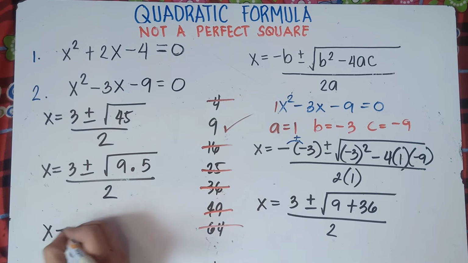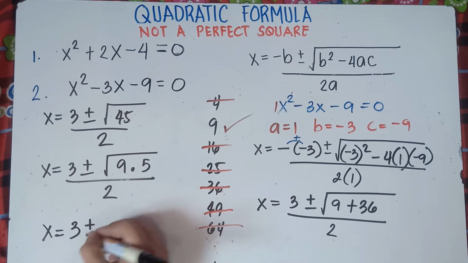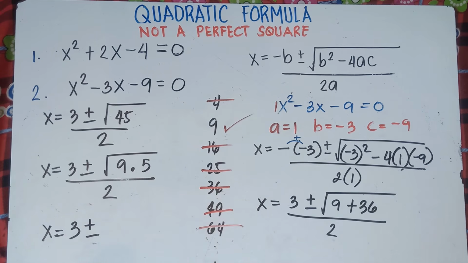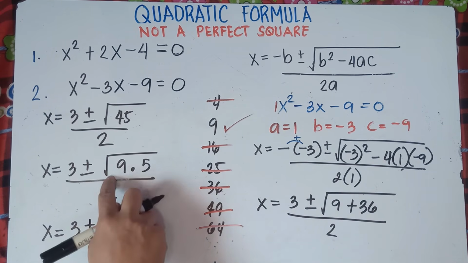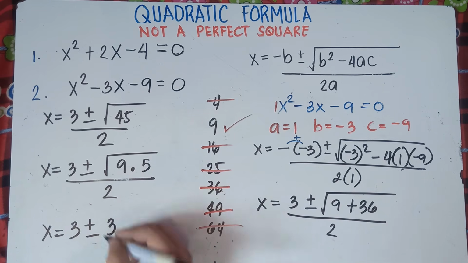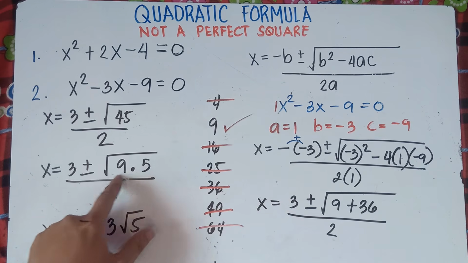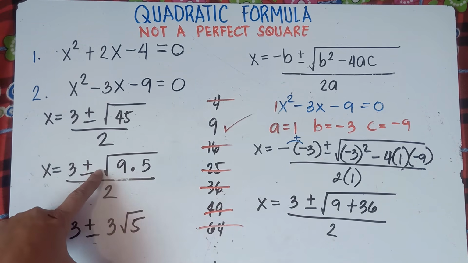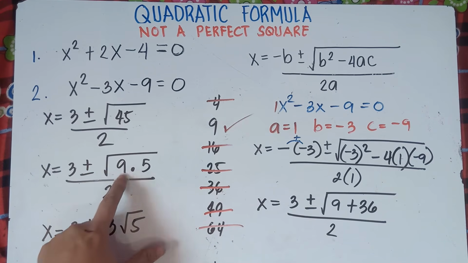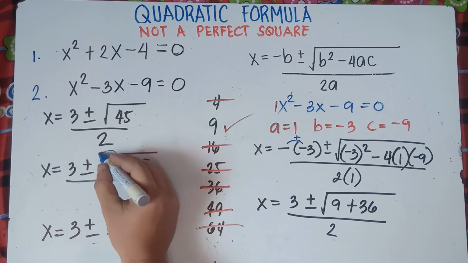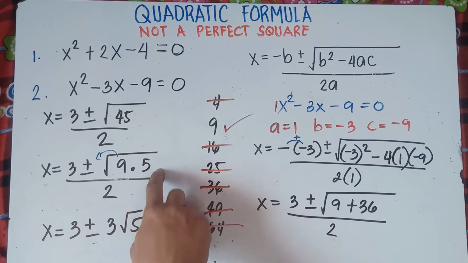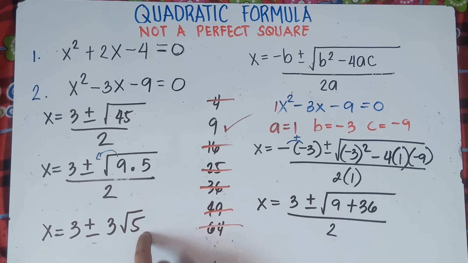So this will be x equals 3 plus or minus the square root of 9 times the square root of 5. The square root of 9 is 3, so you put it outside the radical sign. So that is 3, then copy the square root of 5. The square root of 5, we don't simplify because 5 is not a perfect square, so simply copy the square root of 5, divided by 2.